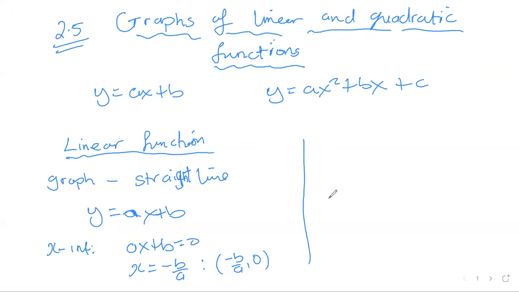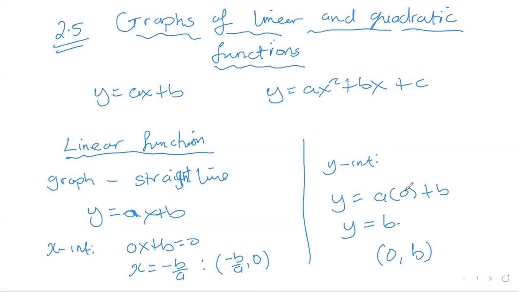And to get the y-intercept now, you set x to 0 and solve for y. So y equals a times 0 plus b, so that y is equal to b. So it's the point 0 on the x, b on the y. Because we substituted x equals 0, then we get y equals b. Here we substituted y equals 0 and got x equals minus b over a.